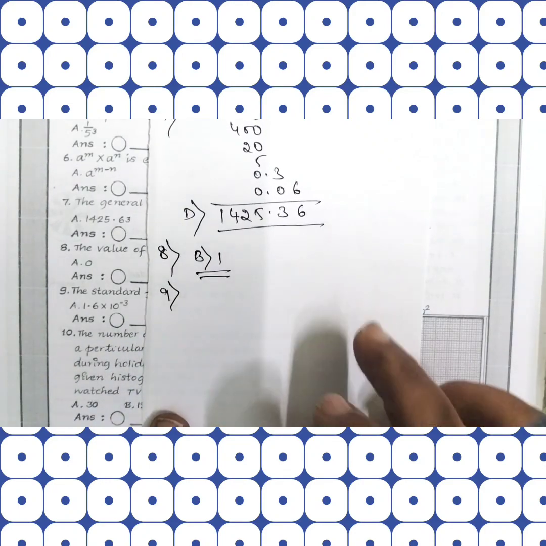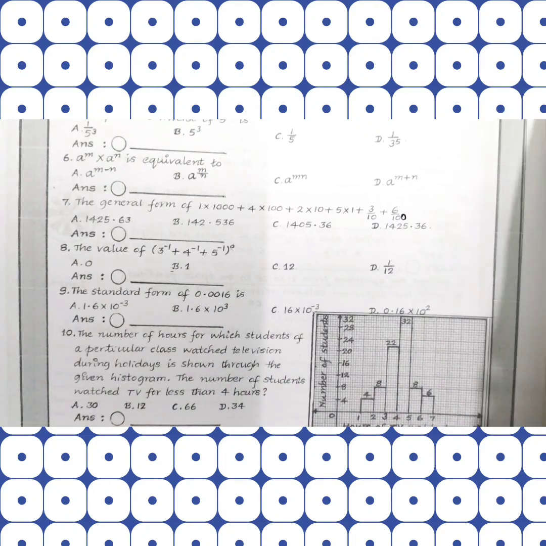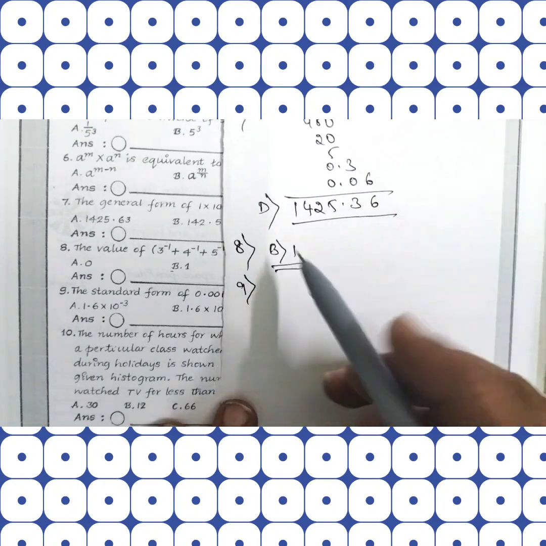So let us move to the ninth question. Now the standard form of 0.0016 is dash, they have given. So now let us write the standard form of this one.